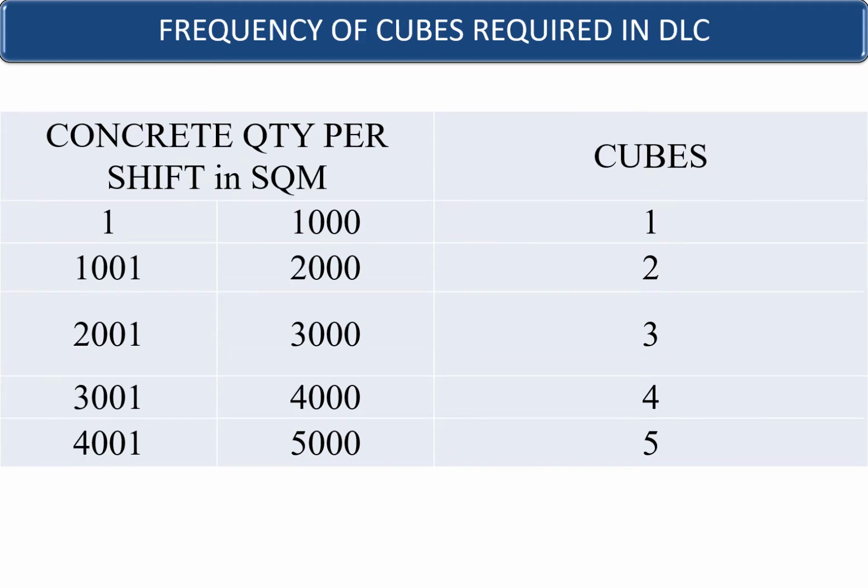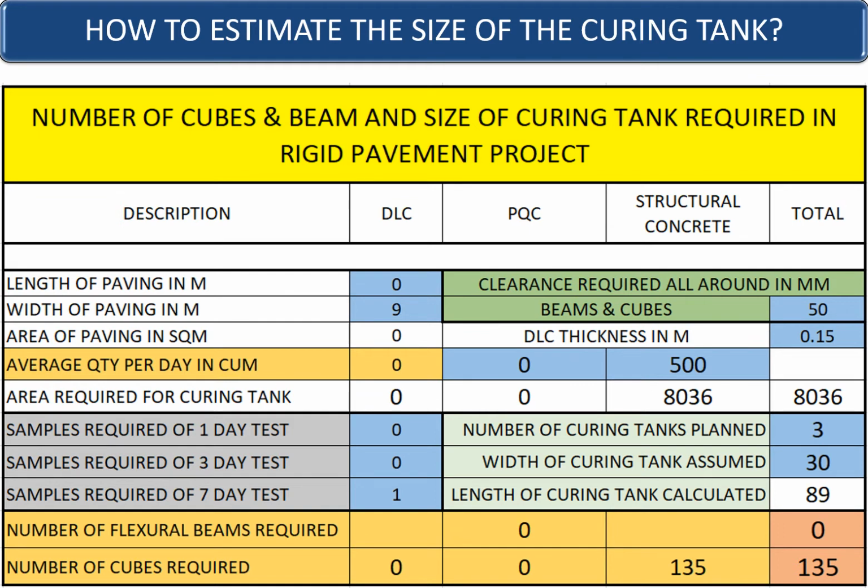Similarly, for each 1000 square meters, you require one set of cubes to be cast for DLC. Now, for every additional 1000 square meters, you have to add one additional set of cubes to be cast for DLC. And when we say one sample, it is basically a combination of 3 cubes, which forms one sample or one set of cubes. And the cubes of DLC are to be tested at 7 days in order to ensure that it achieves 10 MPa strength.